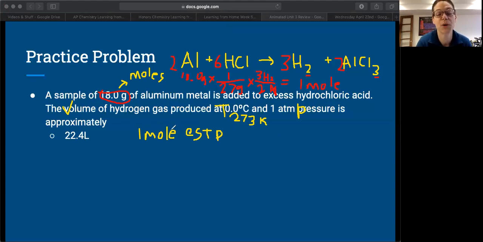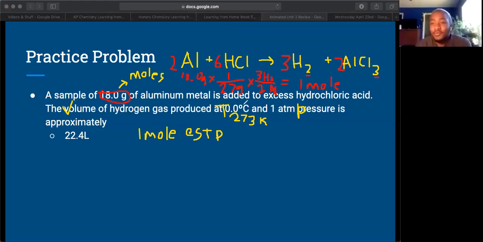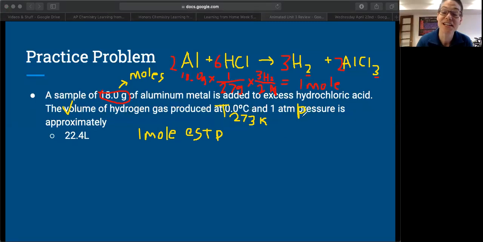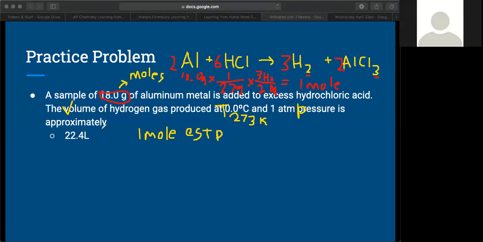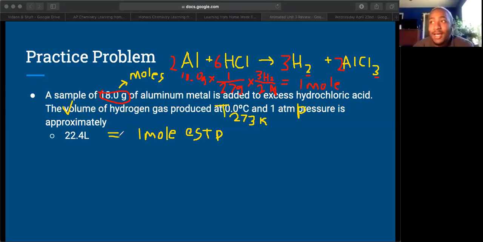So I have 1 mole of gas at standard temperature and pressure. Standard temperature is 0 degrees Celsius. Standard pressure is 1 atmosphere, and I have 1 mole. And that, by definition, is 22.4 liters.